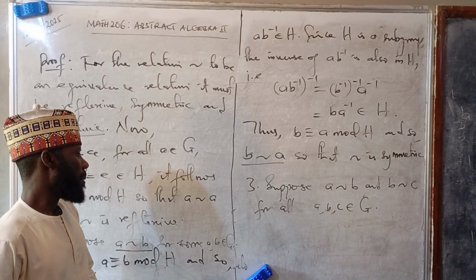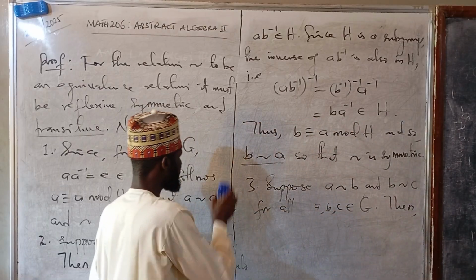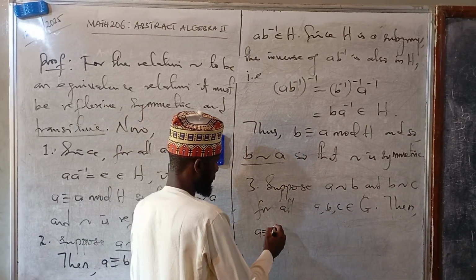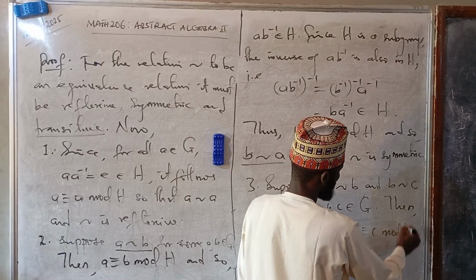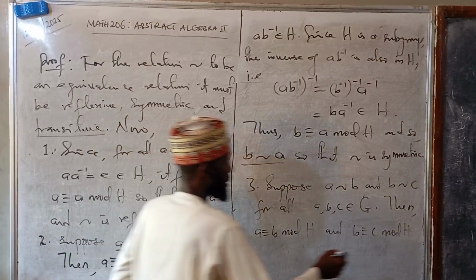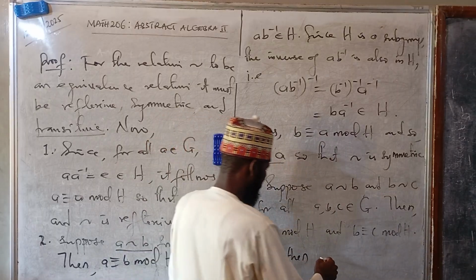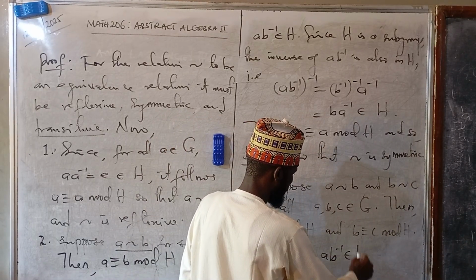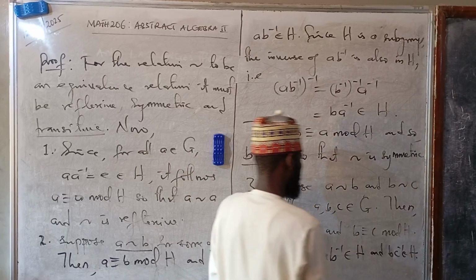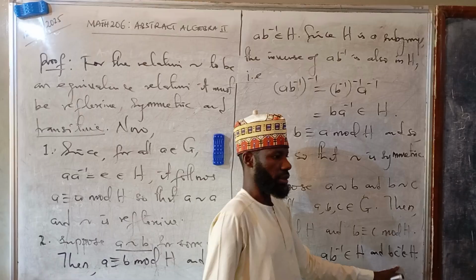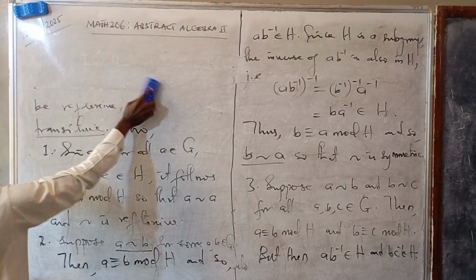So what we want to show is that A is related to C. By the way this relation is defined, A is congruent to B modulo H, and B is congruent to C, again modulo H. By the definition, we have AB inverse to be in H, and BC inverse to be in H. Now, since H is a subgroup, the product of these two elements will still be in H, because H is closed under multiplication.